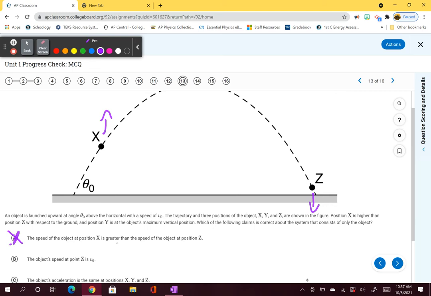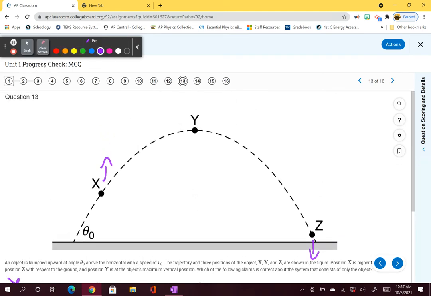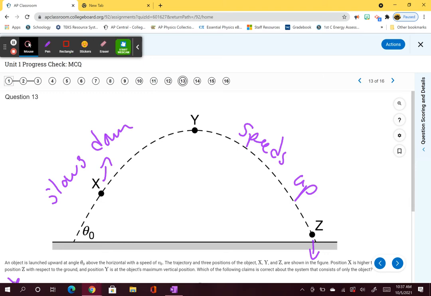So at position x, it's greater than y. No, because it's going to start slowing down. So as it goes up, it slows down. And as it goes down, it speeds up. Slows down, speeds up. So z would be bigger.